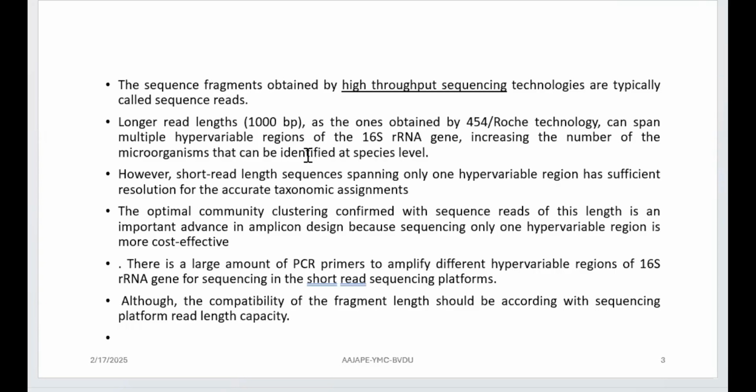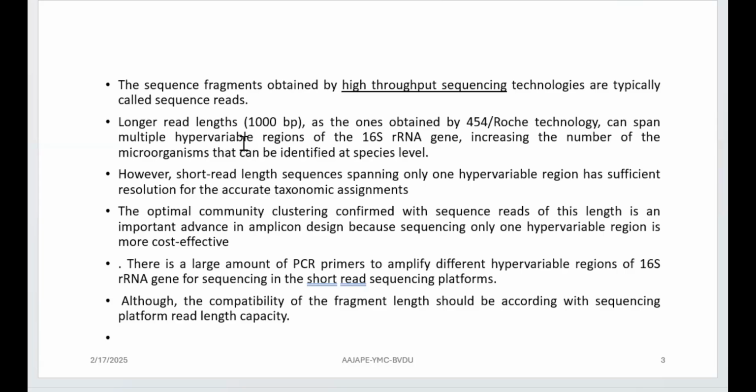Now, against longer reads, we have short read length sequences also, which are going to span only the hypervariable regions. And the question is, are they able to resolve the taxonomic assignment properly? Right. So the optimal community clustering confirmed with sequence reads of this length is an important advance in amplicon design. Now the thing is, what does it mean?